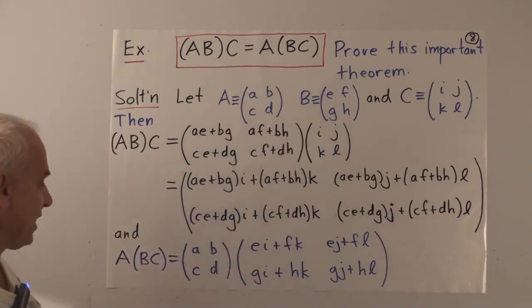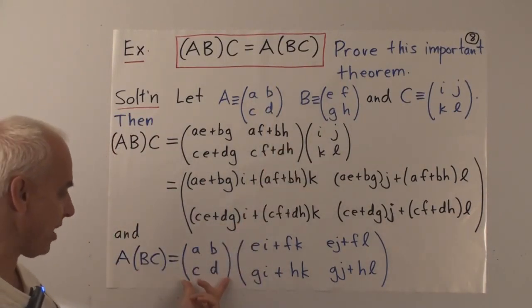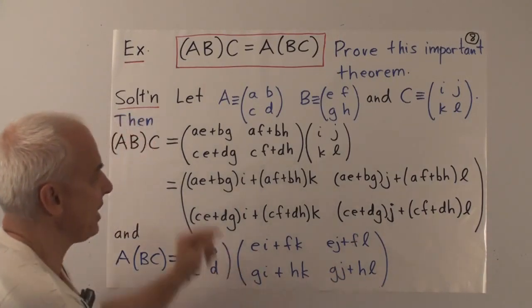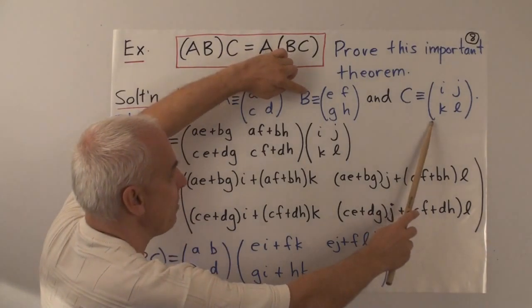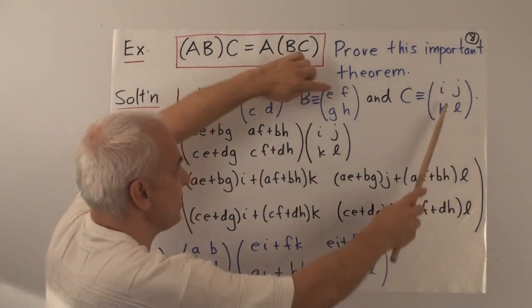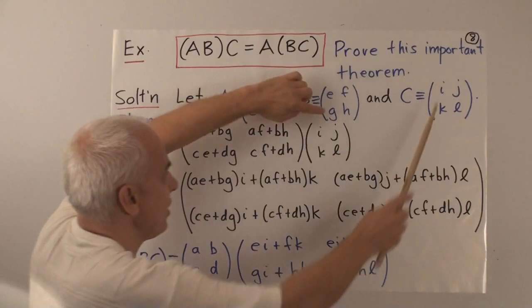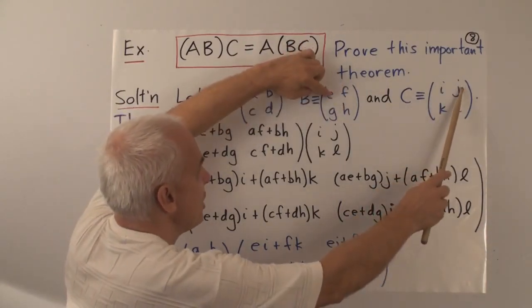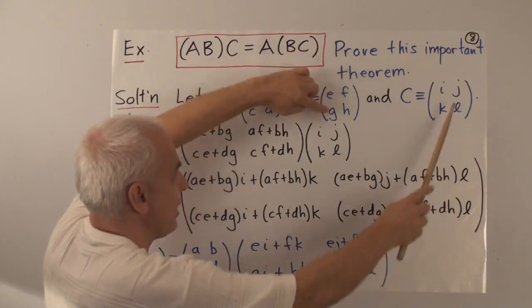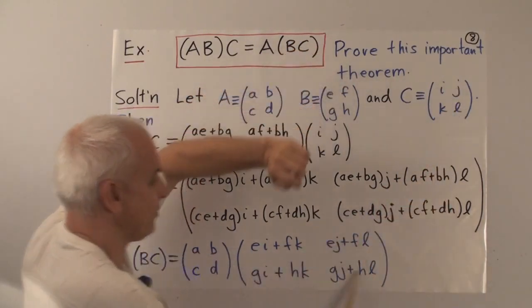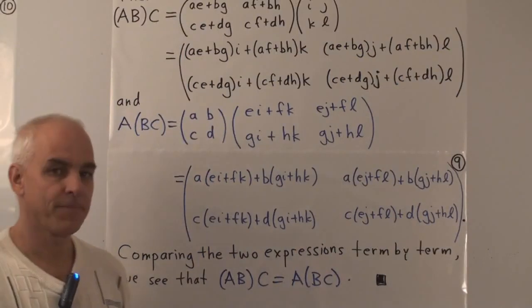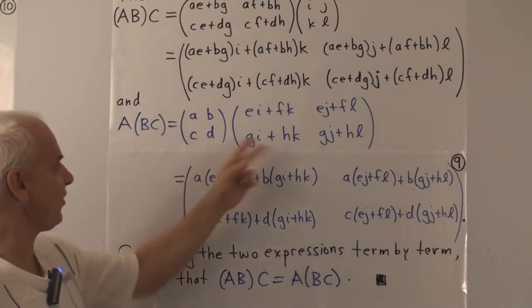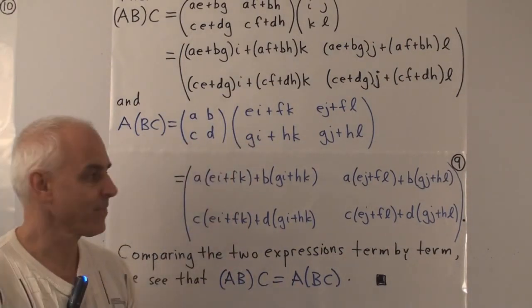A times BC. Now we're asked to multiply the matrix A times BC. This is the product of B and C, so we have to go back up here and multiply these two matrices: AE plus FK, GI plus HK, the next column, EJ plus FL, and GJ plus HL. So we've got these two matrices here, that's A times BC, and now we have to multiply them.